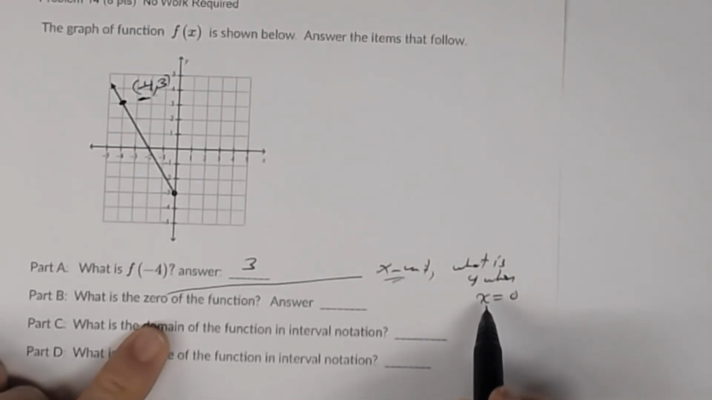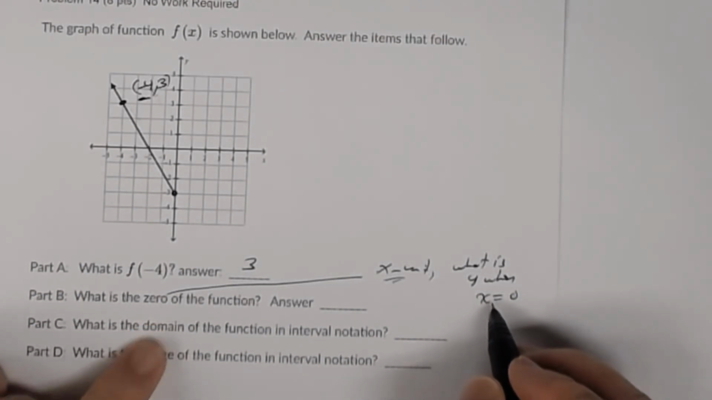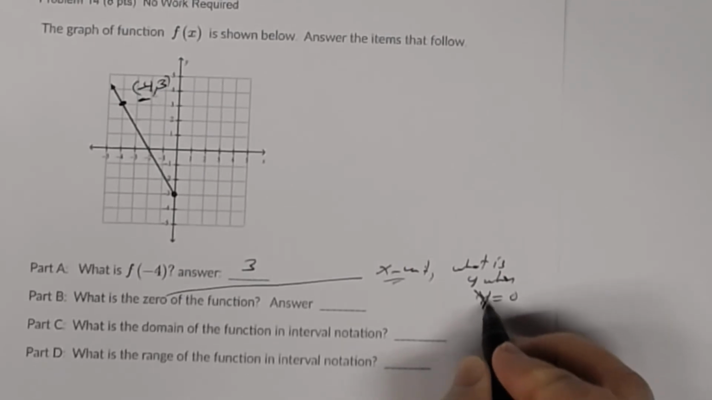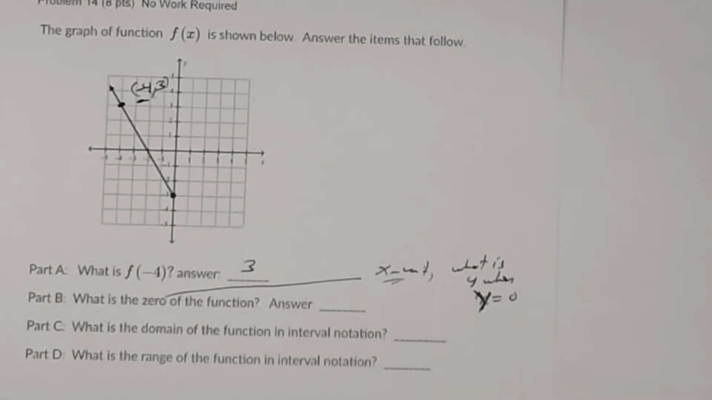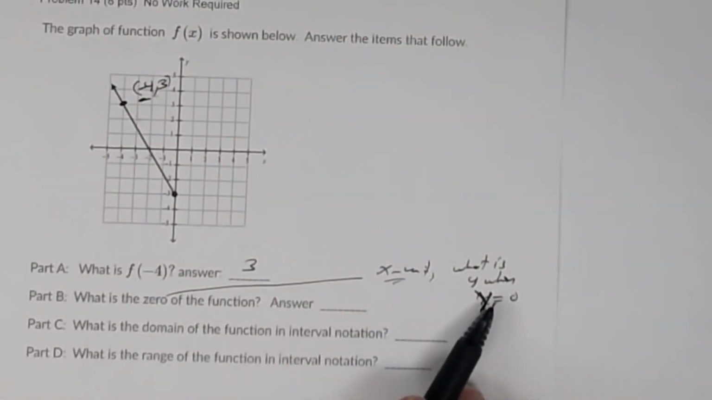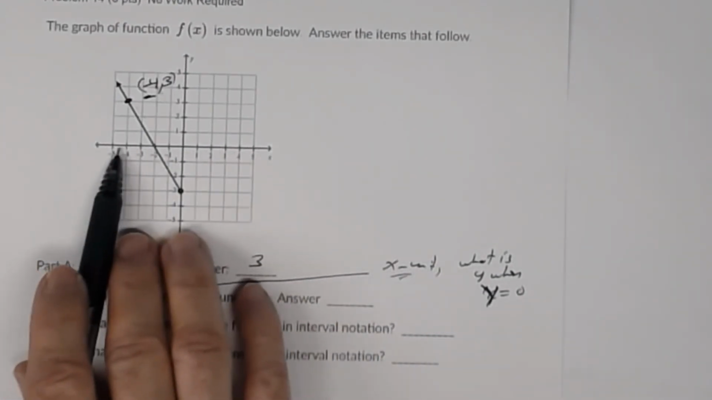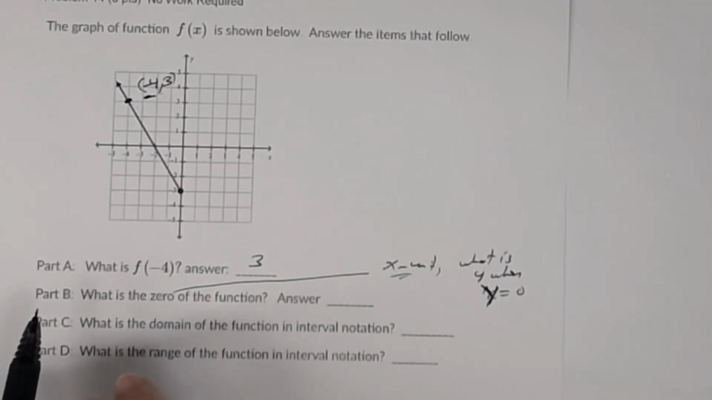I'm sorry, let me rephrase that. Finding the zero of the function is the x-intercept. So what's the x value when y is 0? Excuse me, when y is 0, not x. Sorry. The x-intercept, remember, is when y is 0. No matter where you are on the x-axis, that's where your y value is 0.